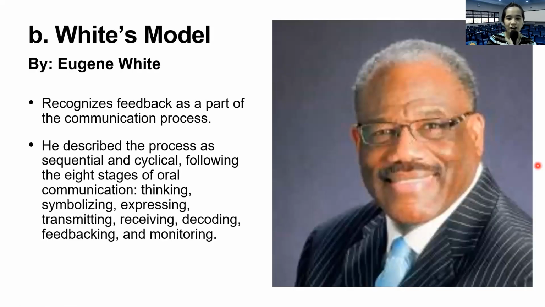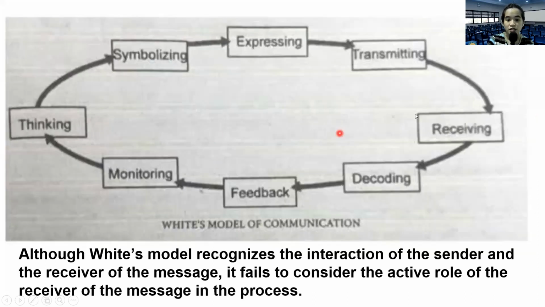Okay, then we have White's model. Okay, so this is Eugene White. So he recognizes feedback as a part of the communication process. So what's unique with White's model is the element feedback. So he described the process as sequential and cyclical, following the 8 stages of oral communication. So according to him, we have 8 stages of oral communication: thinking, symbolizing, expressing, transmitting, receiving, decoding, feedbacking, and monitoring. So let us see the model. So here's how it looks like.